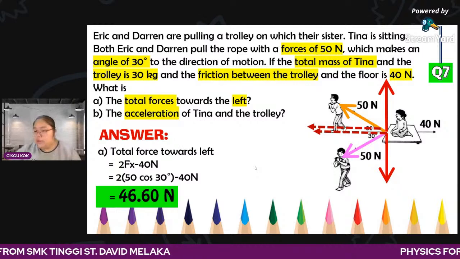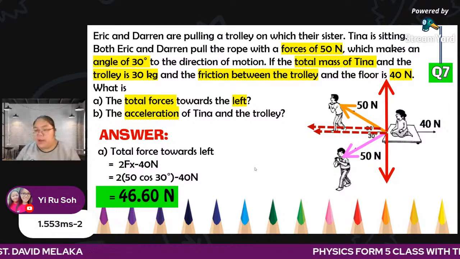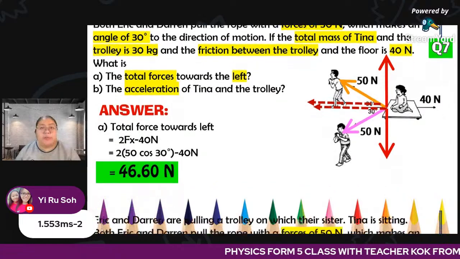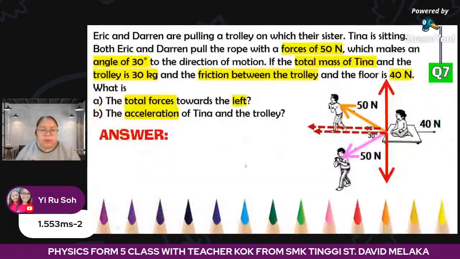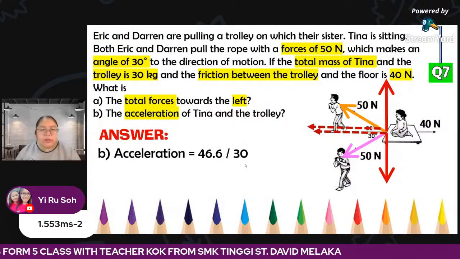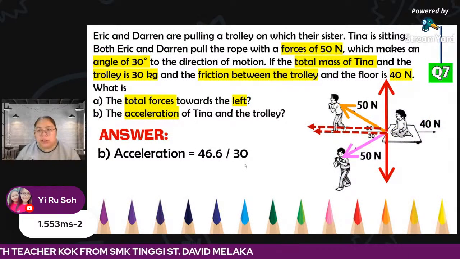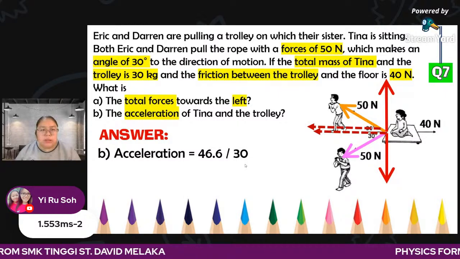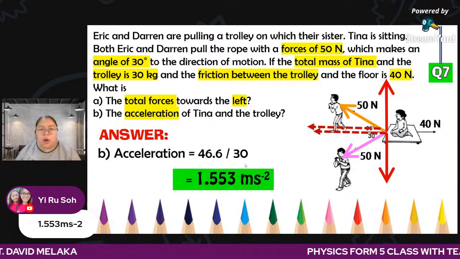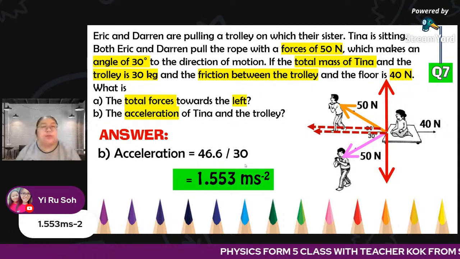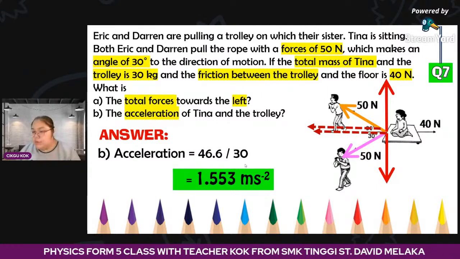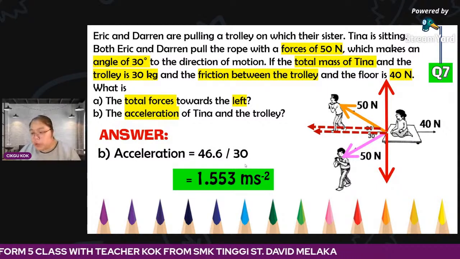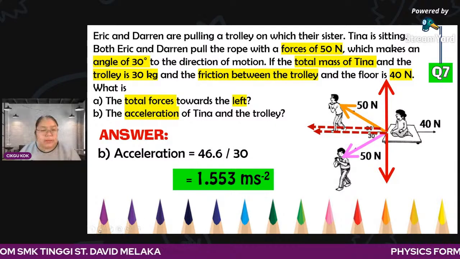So from here we get the answer 1.553. We're going to check. Oh, sorry, another part shows here. So 46.6 over 30. 30 is what? 30 is kilograms. So from here 1.553 m/s^2. Correct? Steve Chua, no answer. So remember to put the unit with the answer. No unit? Remember to put the unit. So from here we go to the next part.